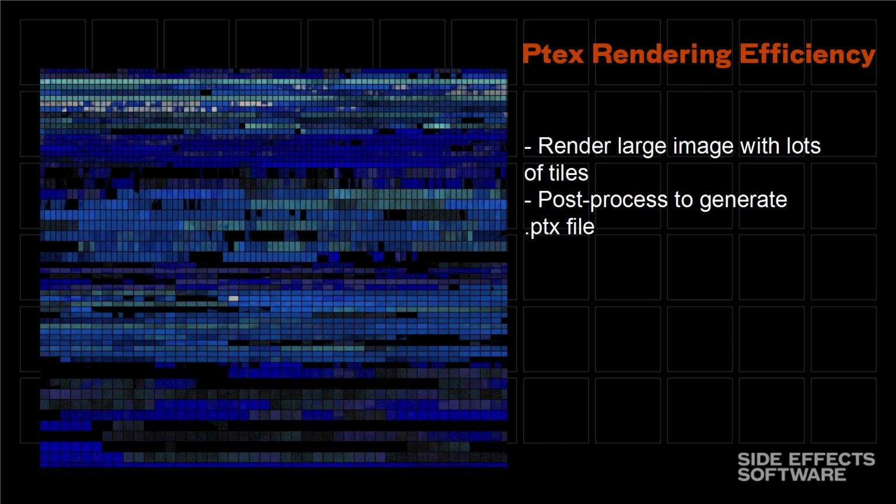So the way the Ptex rendering works is we render a large image with lots of individual tiles. Each tile represents the face texture values as they vary across the face. And then those are post-processed to generate the final Ptex file, which is a gigantic atlas that you're seeing displayed on the left-hand side there. And each of those indexes a different face.